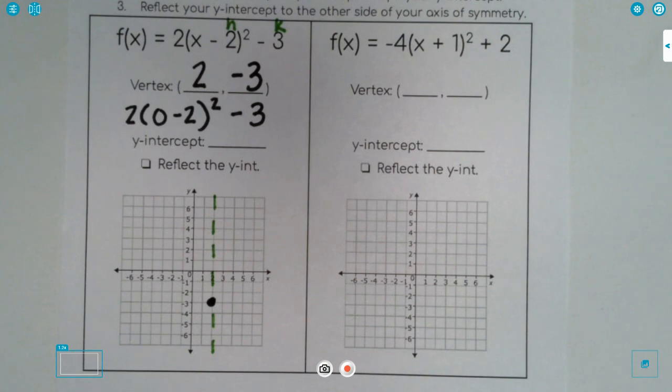Have you plugged this into your calculator? Yeah, it came up the same thing. That's super weird. Okay. Make sure you plug it in with 0 because it's not always going to coincidentally work out like that.